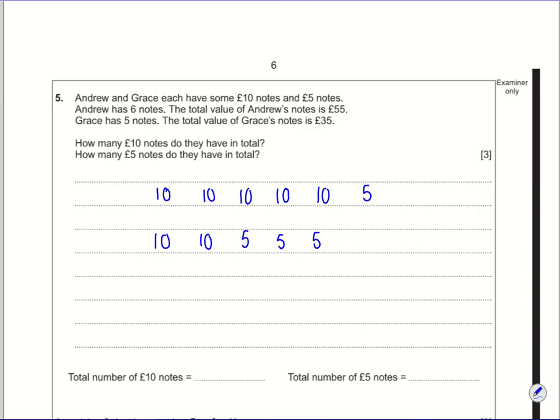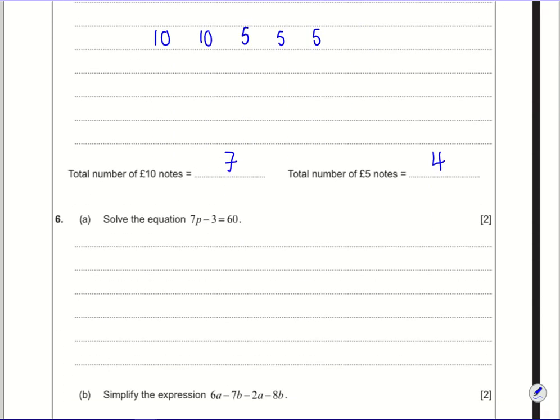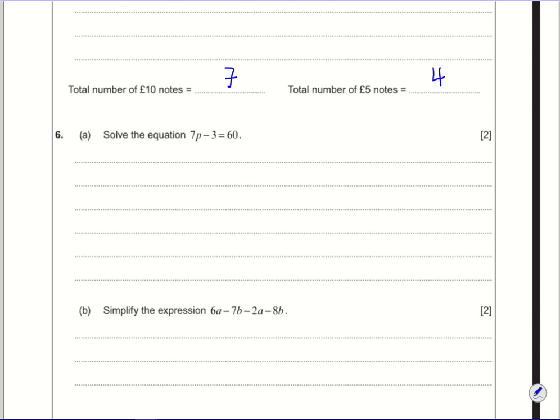Okay, so the total number of £10 notes would be 7, and the total number of £5 notes would be 4. Okay, there isn't another way of doing that one. You'd think there's some different combinations, but actually, because of the rules of the question, there is only one correct answer there.